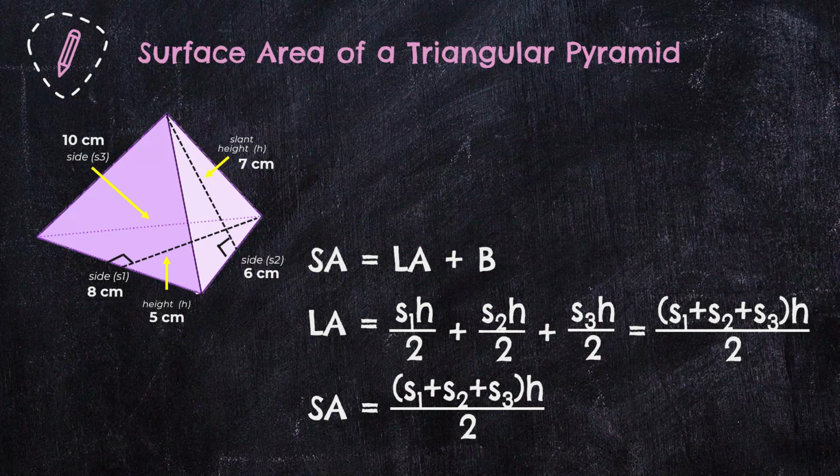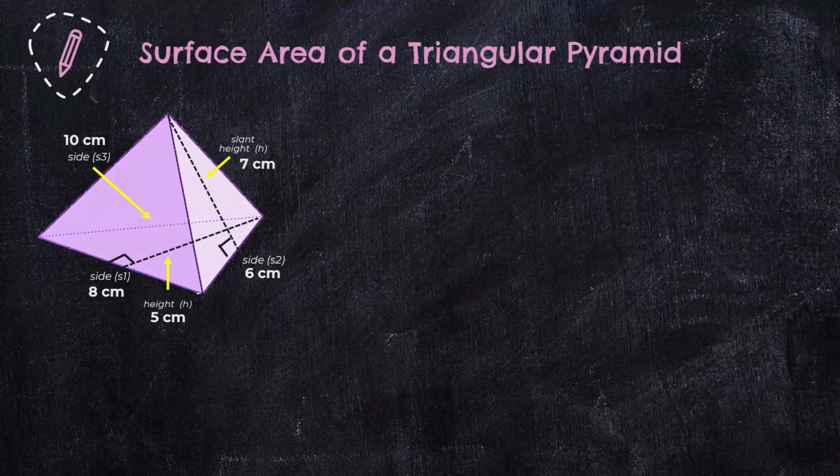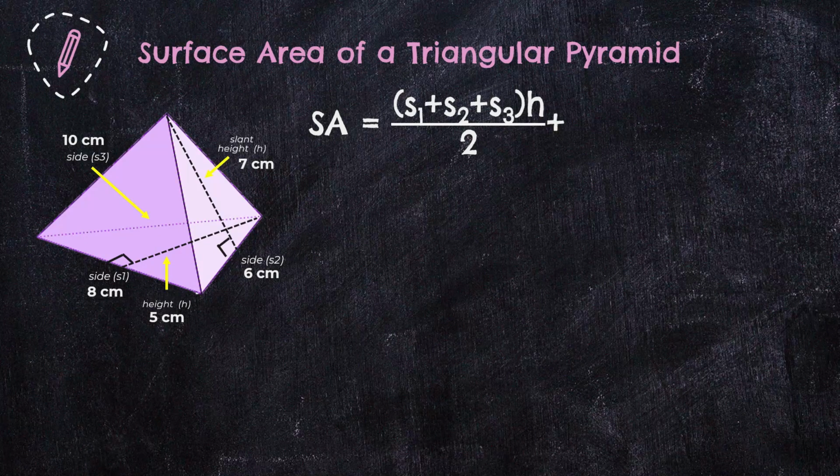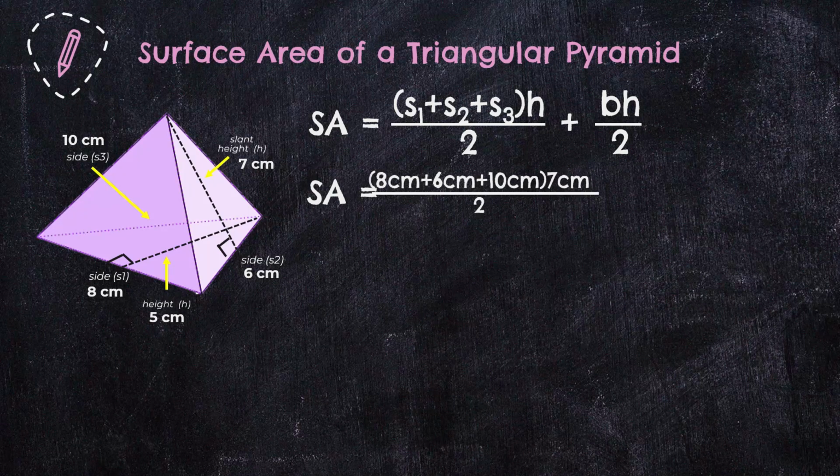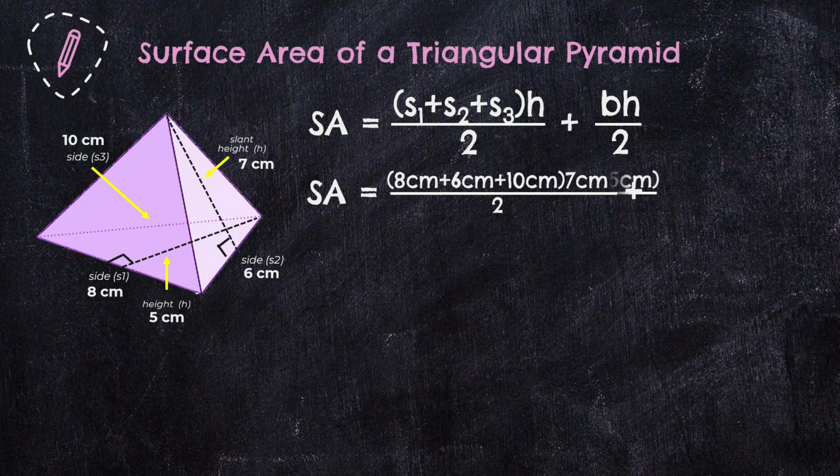Let us now solve for the surface area of this figure. Given the formula, we have the perimeter of the base, which is side 1 plus side 2 plus side 3, times the slant height divided by 2, plus base times height divided by 2. So let us now substitute the given values. We have 8 centimeters plus 6 centimeters plus 10 centimeters times the slant height, which is 7 centimeters, divided by 2, plus 8 centimeters times 5 centimeters divided by 2.